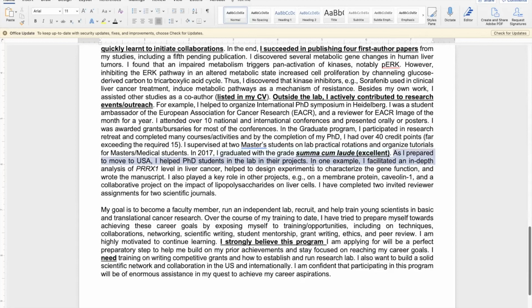Now, as I prepared to move to the US, this was a fellowship application I made as I was planning to move to the US. I helped PhD students in the lab in their projects. In one example, I facilitated an in-depth analysis of PRX1 level in liver cancer and aging. I helped to design experiments to characterize the gene function and wrote the manuscript. I also played a key role in other projects, e.g. on the membrane protein caveolin, and a collaborative project on the impact of LPS, lipopolysaccharides, on liver cells.